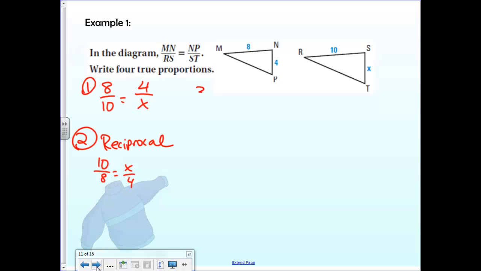My third one, let's do the means. Let's interchange the means. Where are my means at? 8 and X or 10 and 4? These are my means. So I'm going to switch them. So 10 is going to be over X and 8 is going to be over 4.